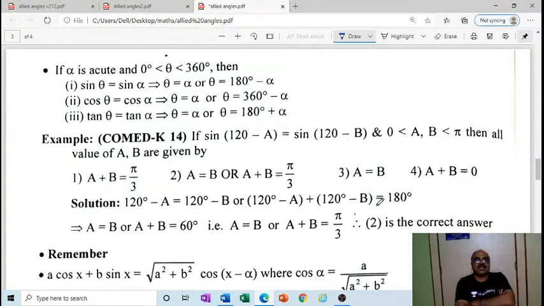If alpha is acute and theta lies between 0 and 360, then sin theta equals sin alpha, that is theta equals alpha, or theta equals 180 minus alpha. Cos theta equals cos alpha, that is theta equals alpha, or theta equals 360 minus alpha. Tan theta equals tan alpha, that is theta equals alpha, or theta equals 180 plus alpha.